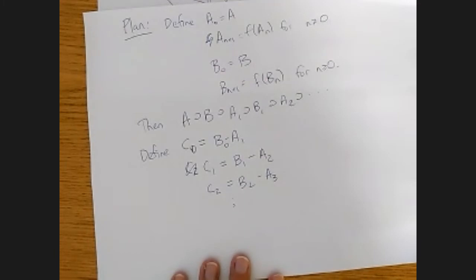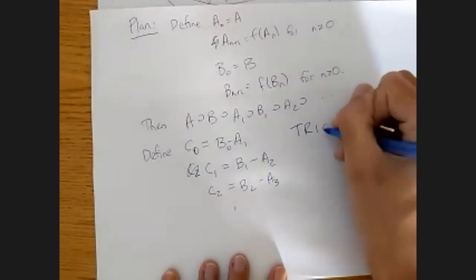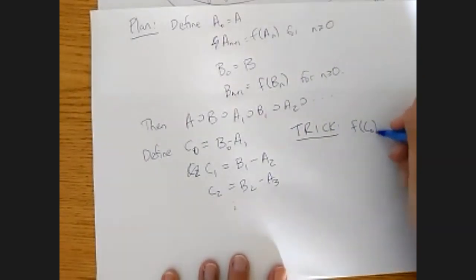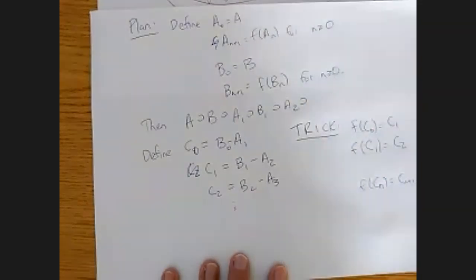Good. And what the trick is, just that f of c0 equals c1. With this definition, we have this property. f of c1 equals c2. And f of c_n equals c_{n+1}. That's our trick.